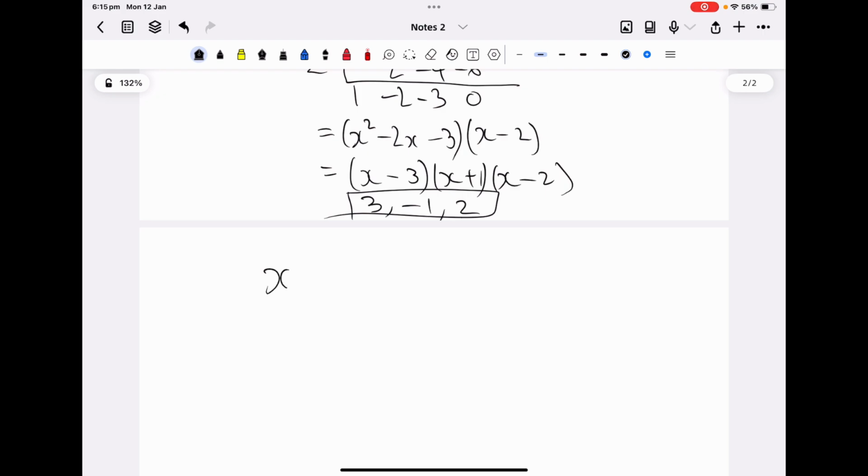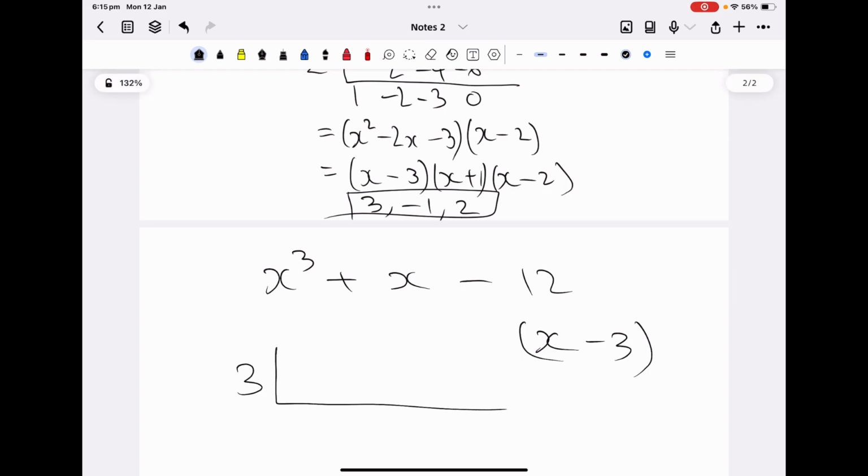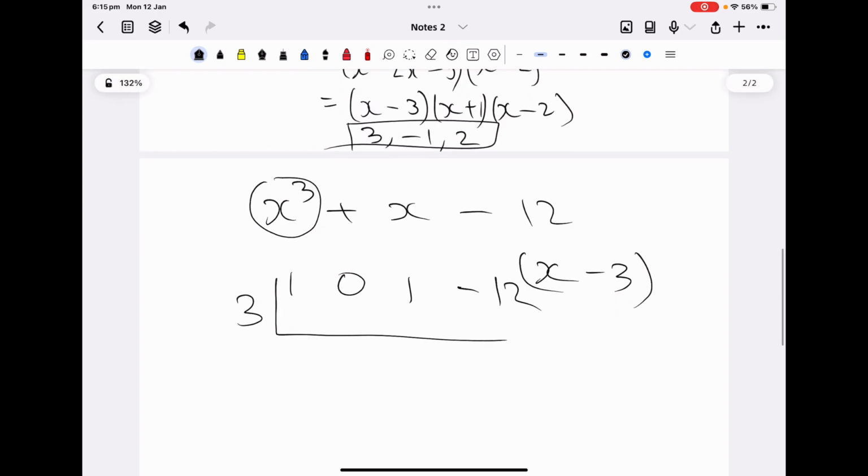So imagine you're dividing x cubed plus x minus 12 by x minus 3. I don't even know, I just made that up. So you just put 3 here, and 1 for x cubed. Then there is no x squared, so you just put a 0. And then there's x, which is 1, and -12. This is probably not even going to work because x minus 3 is probably not a factor. So let's just do it.